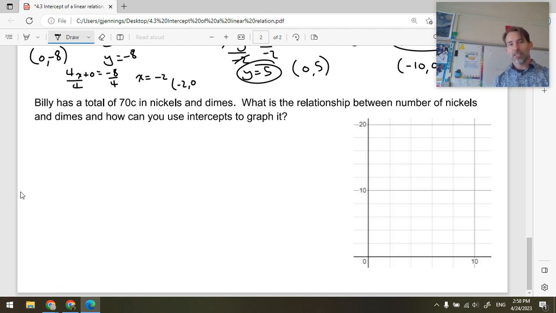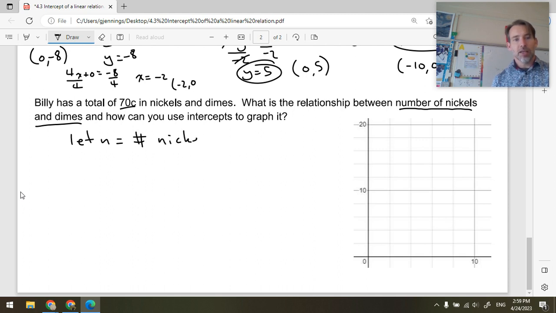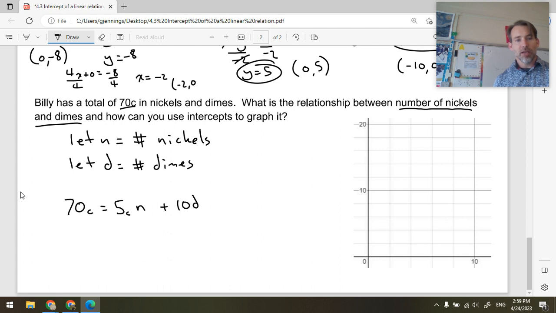If we knew Billy had a total of 70 cents in nickels and dimes, and we want to know the relationship between number of nickels and number of dimes, how could we use a graph and intercepts to interpret this situation? First, let n equal the number of nickels he has, and let d equal the number of dimes. Then this would be his money: 70 cents is equal to 5 cents multiplied by number of nickels plus 10 cents multiplied by number of dimes.